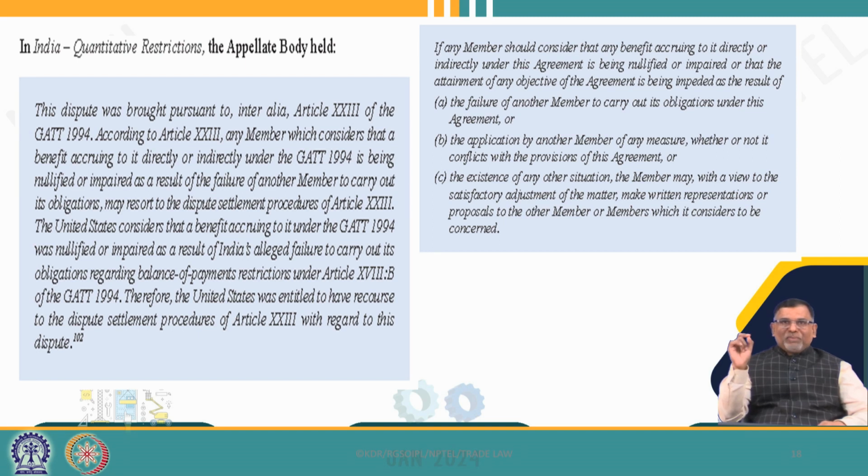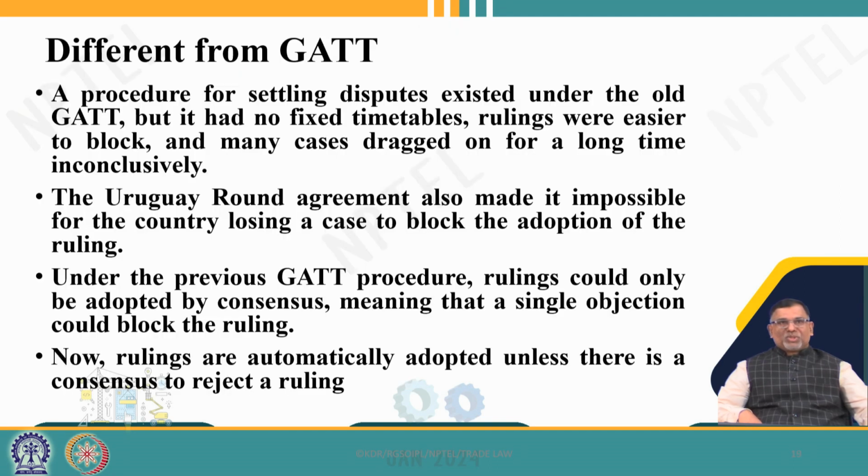2, the application by another member of any measure which, whether or not it conflicts with the provisions of this agreement, any laws or any measures which conflict with the WTO agreement. 3, any other situations. So, the written representations or proposals to the other member or members which it considers to be consent. It means that if any member is not in conformity with any of the measures, they can also approach the WTO dispute settlement system; no other member can approach.